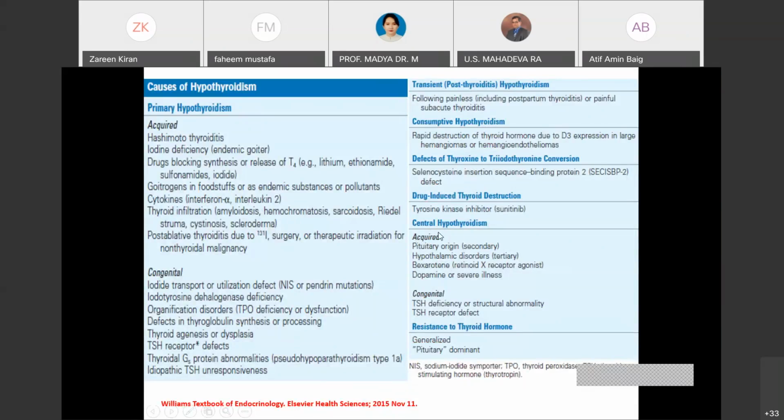Even though the mainstay of treatment of hypothyroidism remains thyroid replacement, you may have some drug-induced causes to address, and sometimes the thyroid disorder may be associated with other problems like hemochromatosis and so on. So the list should be there in your mind, that we have to look at.